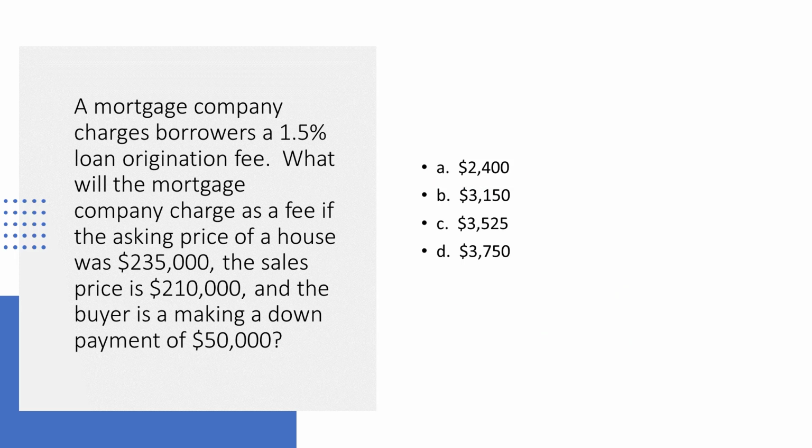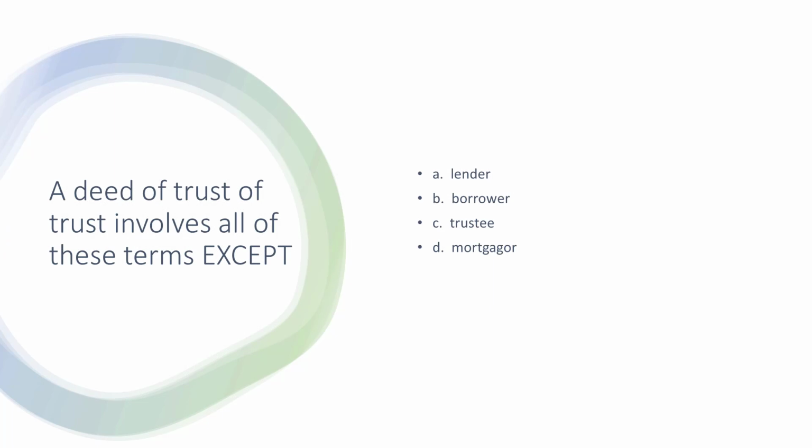Question number 3. A deed of trust involves all these terms except A, lender, B, borrower, C, trustee, D, mortgagor. Well, the question says except. A deed of trust involves all these terms except. The term that is not involved with a deed of trust is D, mortgagor.